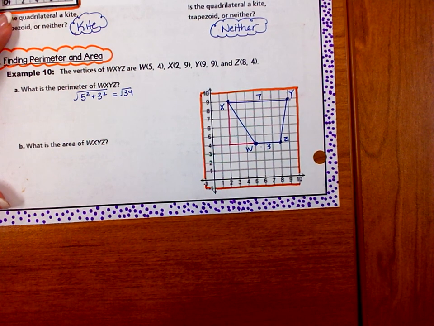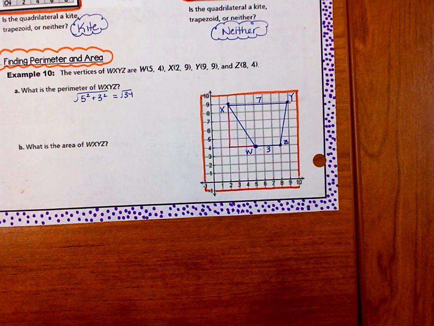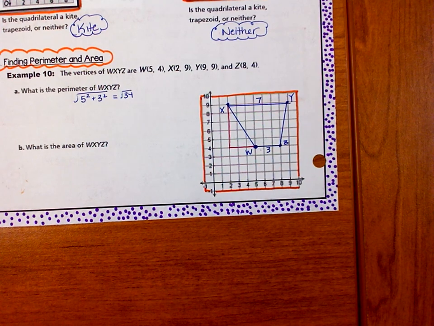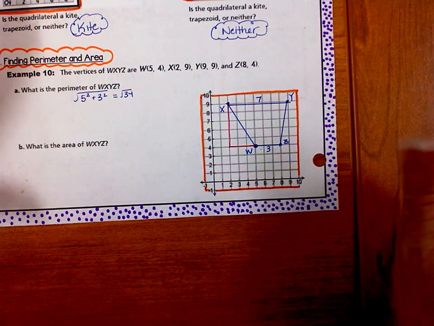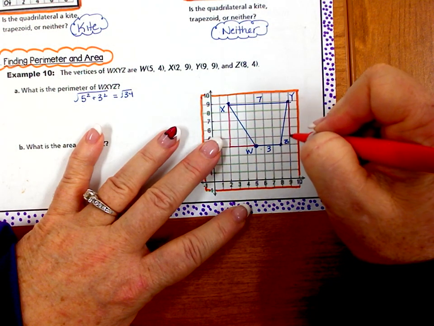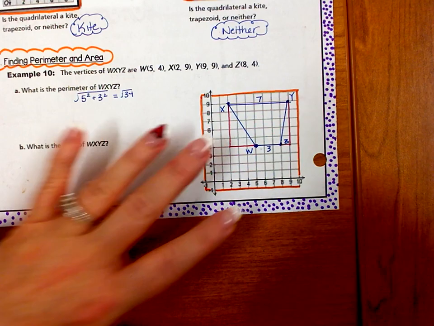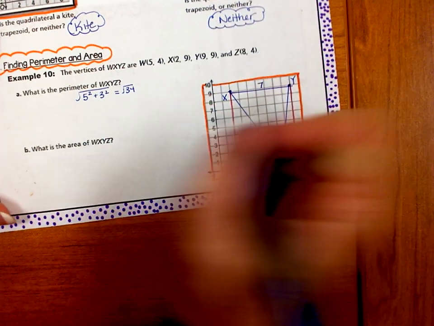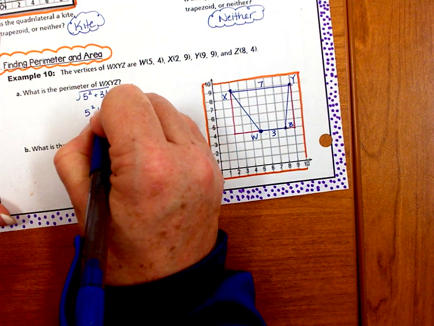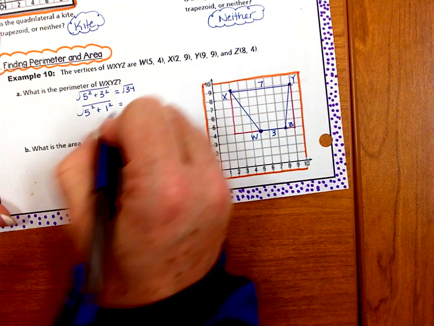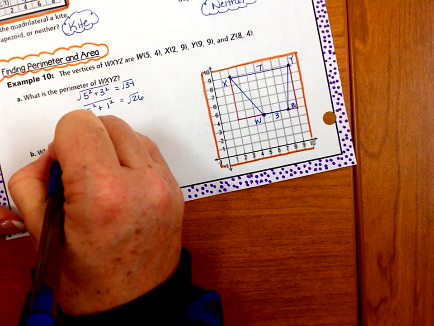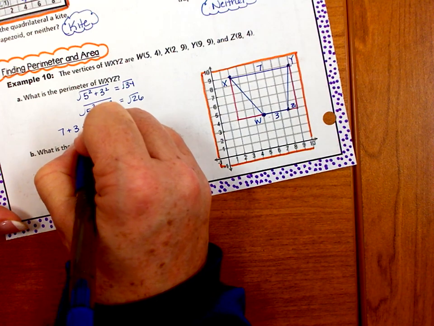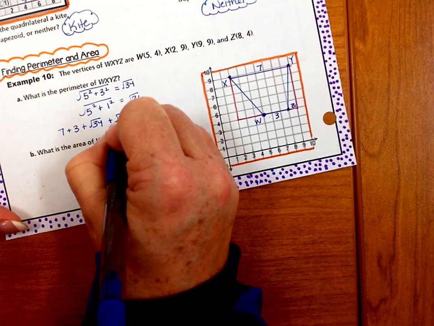Okay, and if we figure out what radical 34 is, then we'll be able to add all of these together. Let's try the other one first. Okay, so now we've got 5 squared again, plus 1 squared. So we're looking at 25 plus 1 is 26. Okay, so our perimeter is going to be 7 plus 3 plus radical 34 plus radical 26.